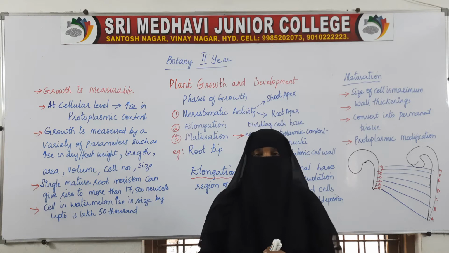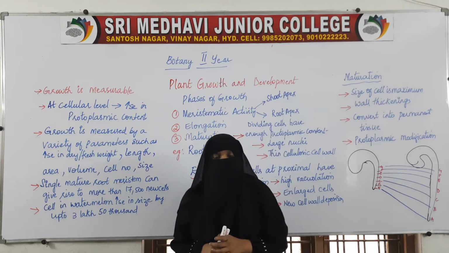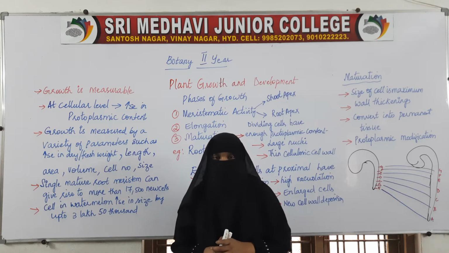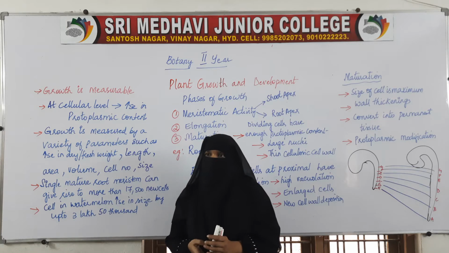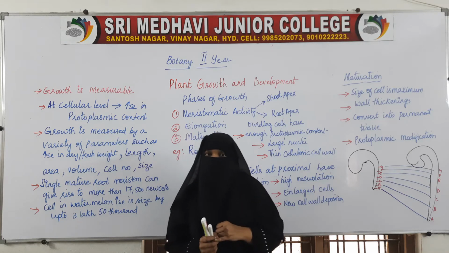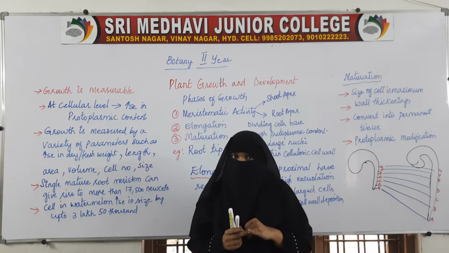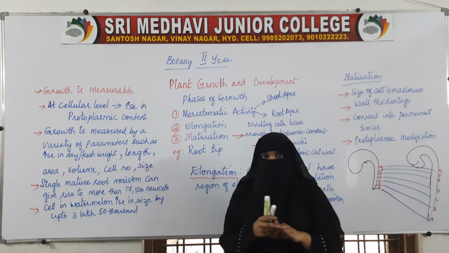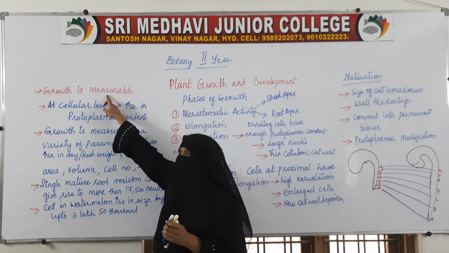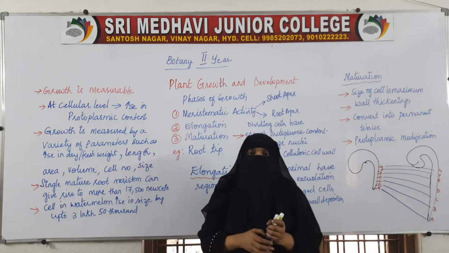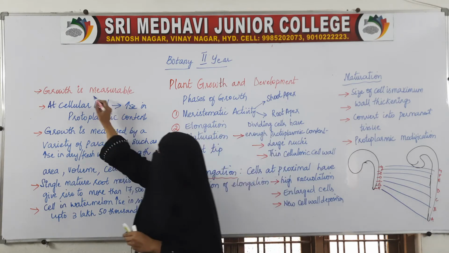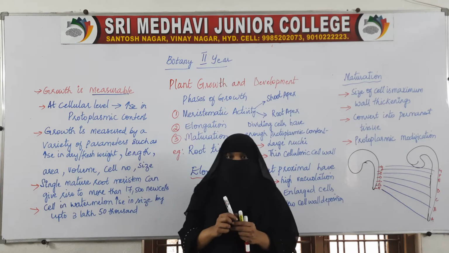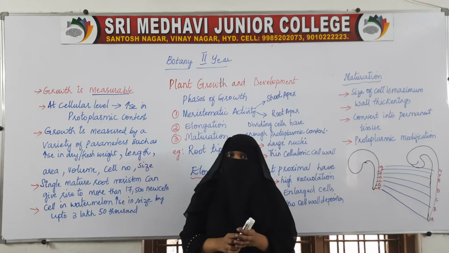In the class we have seen that growth is a fundamental and inconspicuous process, and growth is indeterminate. Along with this, another characteristic of growth is that it is measurable. Most of the time the growth is measurable. We can measure growth, but growth can also be seen at the cellular level.